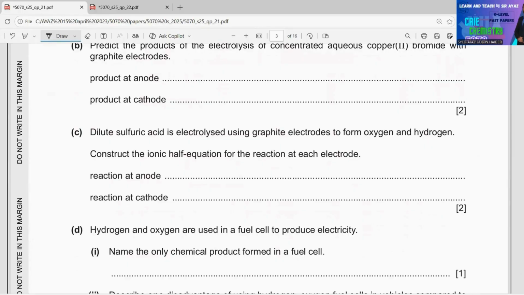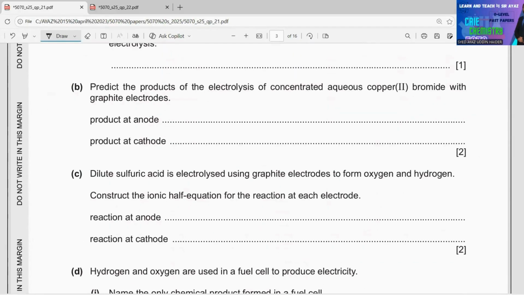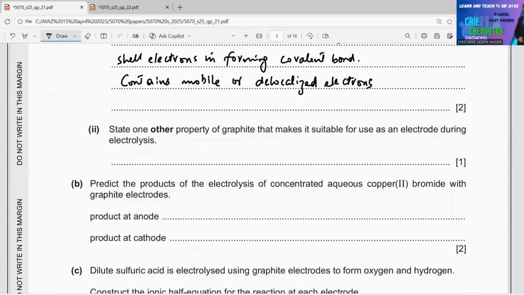Part B. Part 2. State one other property of graphite that makes it suitable for use as an electrode during electrolysis. As it is unreactive, it does not react. That's why it can be used as electrode. So you can write unreactive or inert.